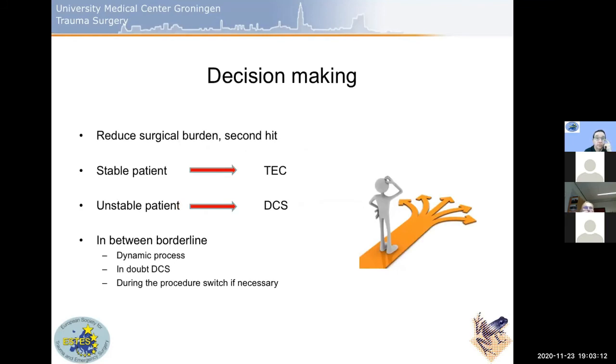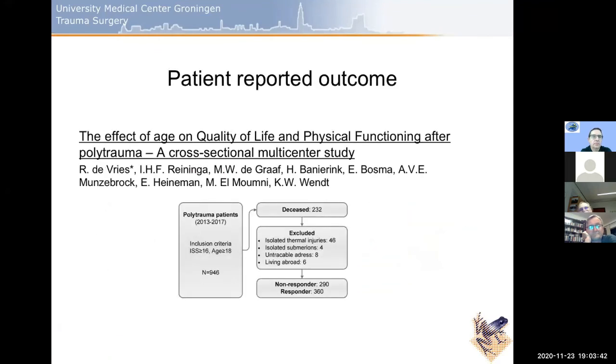But even if you have the big group of borderline patients, it stays a dynamic process. You may start with surgery and then see that you have to change the treatment, and you will change from early total care to damage control surgery. So at every moment there can be a switch if it's necessary. That's about the initial assessment and management of this patient.